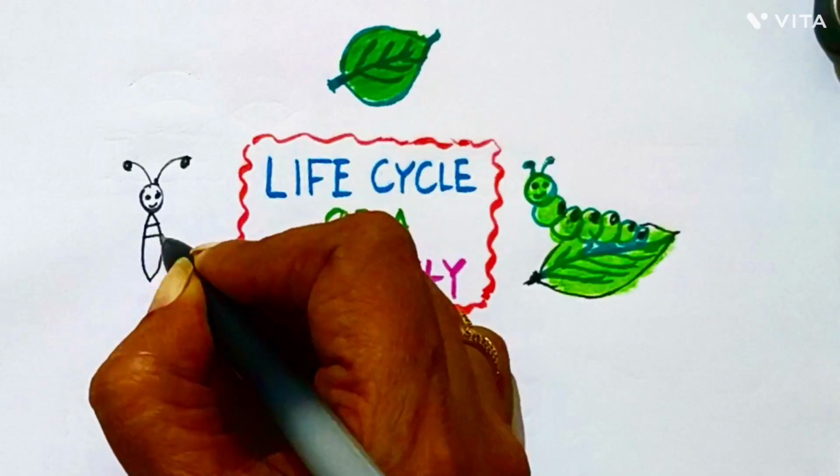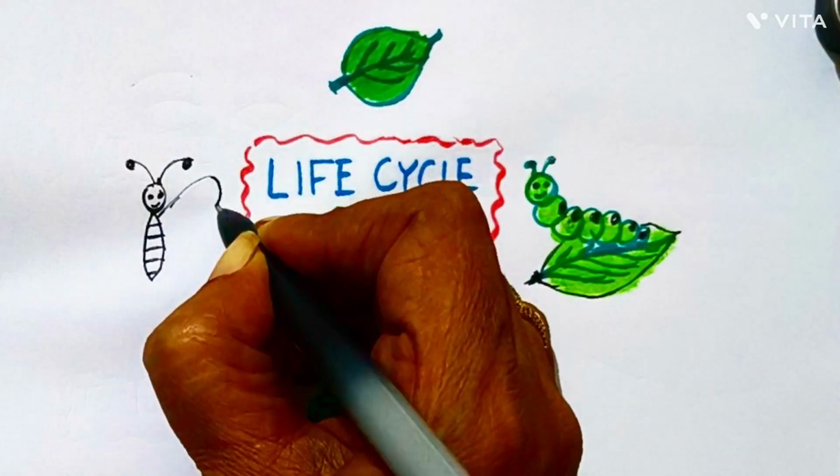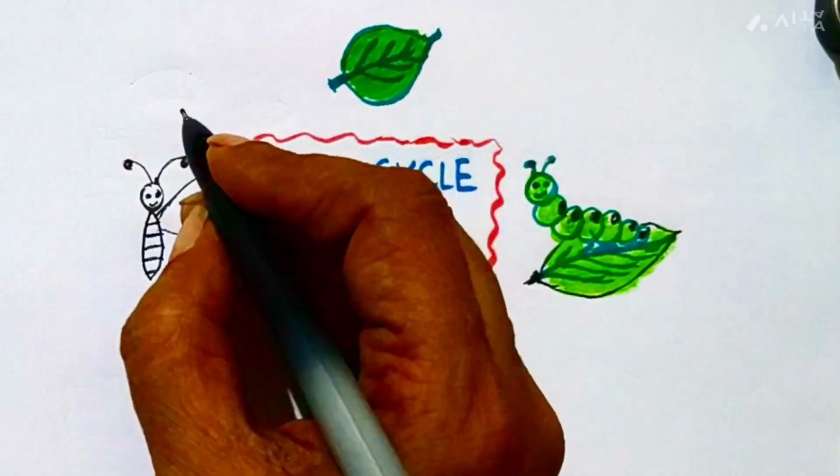So, the butterfly's life cycle has four stages: egg, caterpillar, pupa, and butterfly.